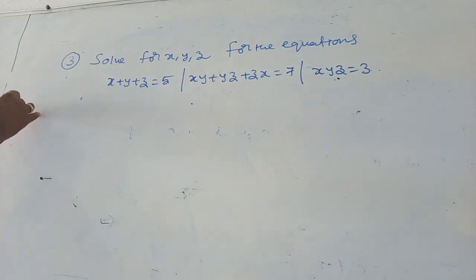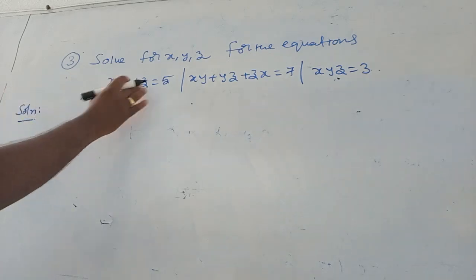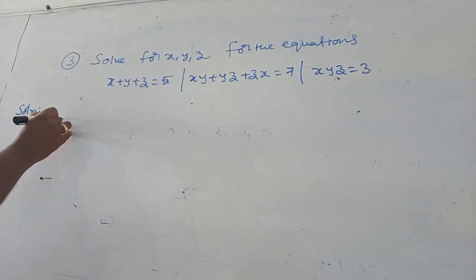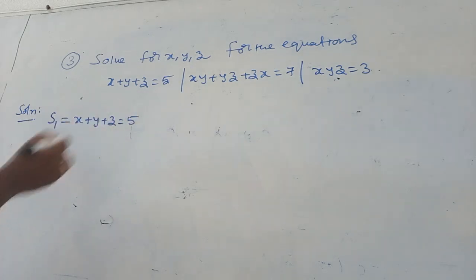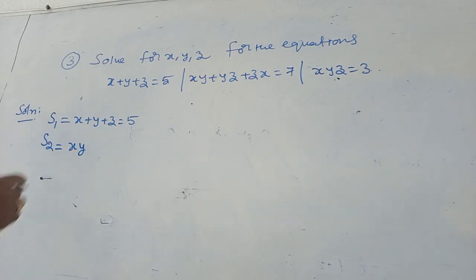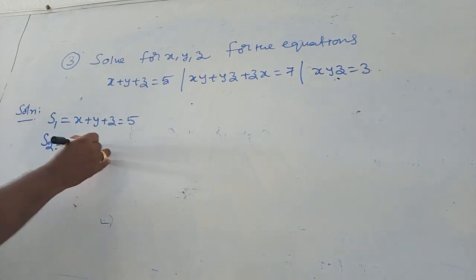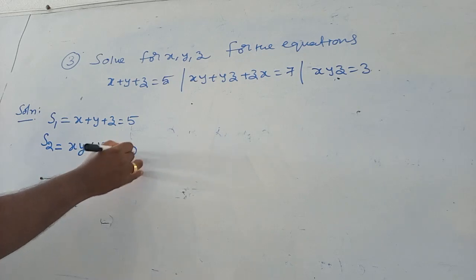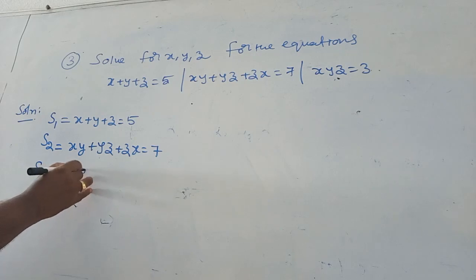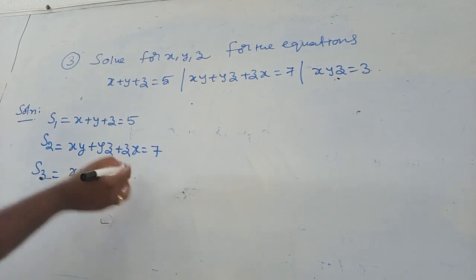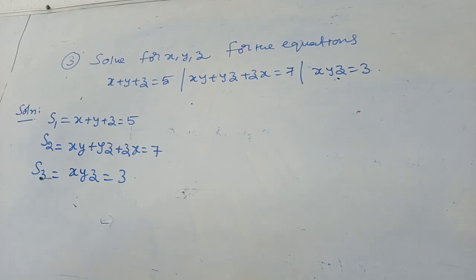See, my dear students, how we are going to do this particular problem. We know this is the sum of the roots. That means S1 is x plus y plus z is equal to 5. And S2 is the sum of the roots whose product is taken 2 at a time, that means xy plus yz plus zx, which is equal to 7. S3, my dear students, is xyz is equal to 3.